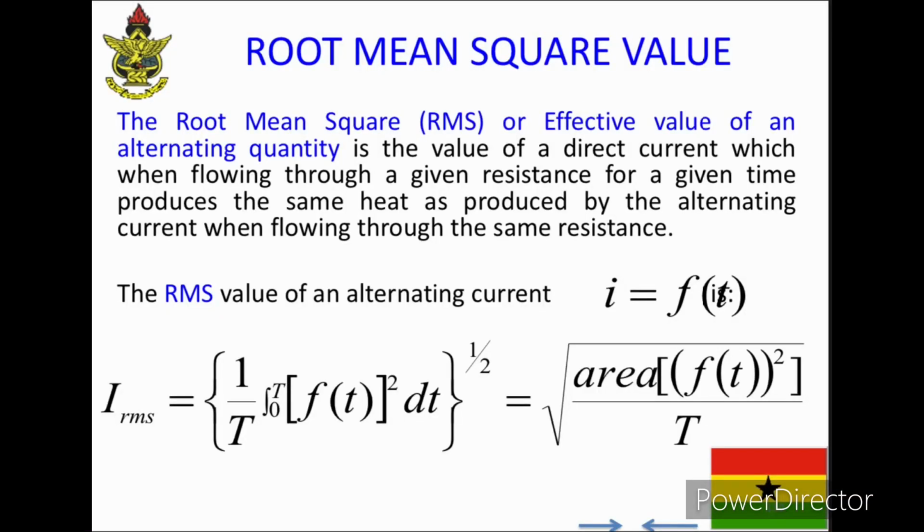The root mean square, or the effective value of an alternating quantity, is the value of a direct current which, when flowing through a given resistance for a given time, produces the same heat as produced by the alternating current when flowing through the same resistance. So the RMS value of the alternating current is, when we have I, may be equal to Ft.